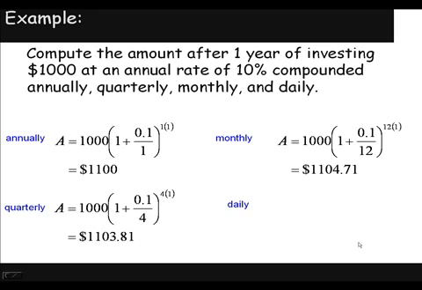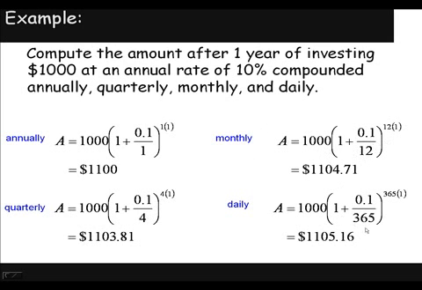Here we go with monthly. $1,000, same 10%, but we're doing this 12 times a year, so it's 12 times 1. And finally, daily, 365 days, 365 is a power. This other one is how many years? It's 1 year. 1 year, one period. 1 year, four compounding periods. 1 year, 12 compounding periods. 1 year, 365 compounding periods.